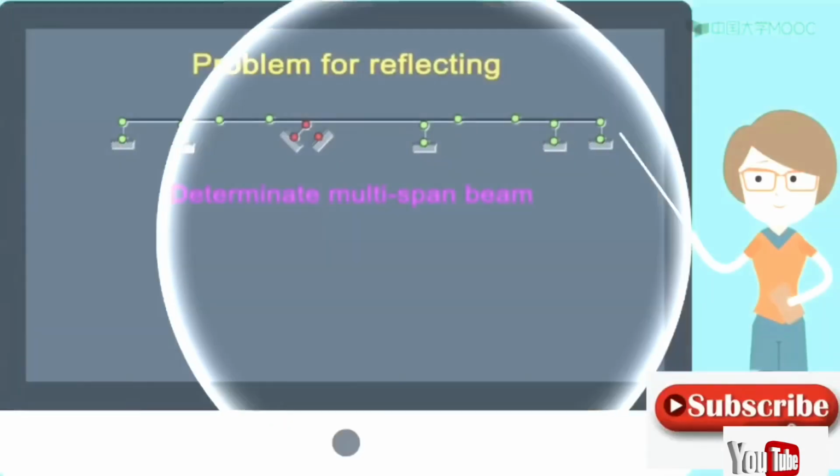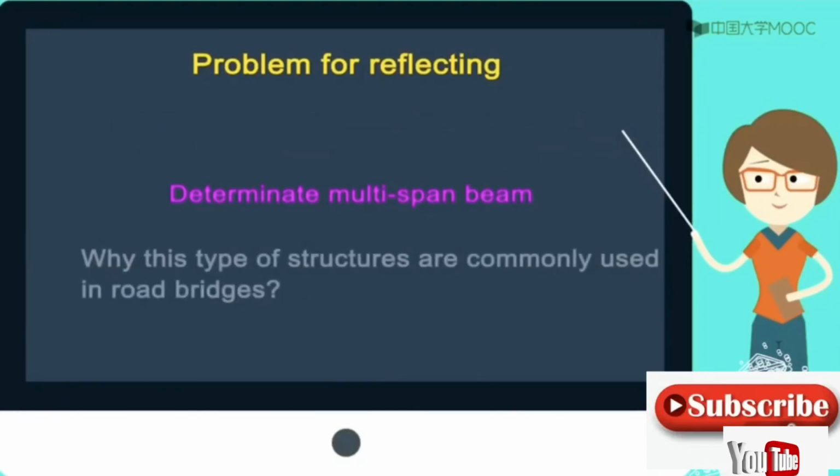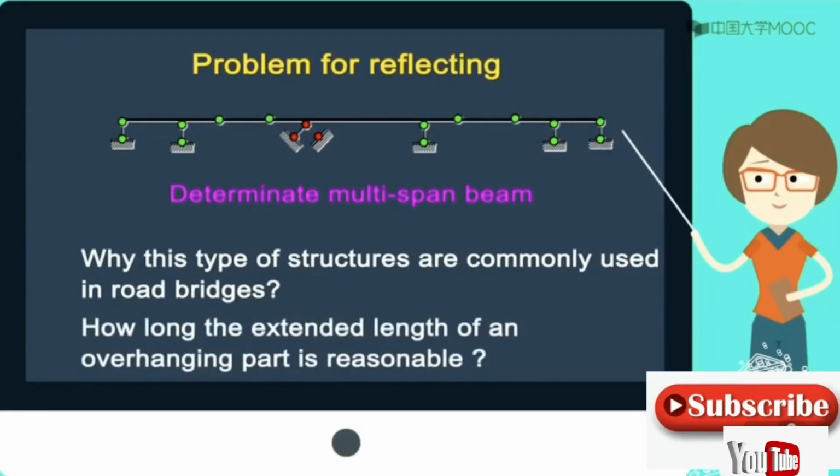Look at this model. For these determinate multi-span beams, think about two questions. One is, why is this type of structure commonly used in road bridges? The second question is, how long should the extended length of an overhanging part, here and here, be to be reasonable?